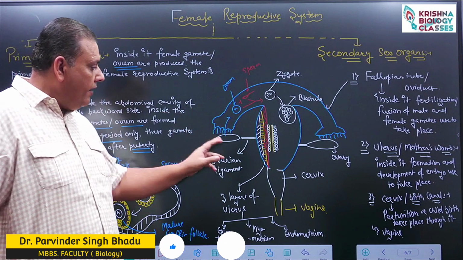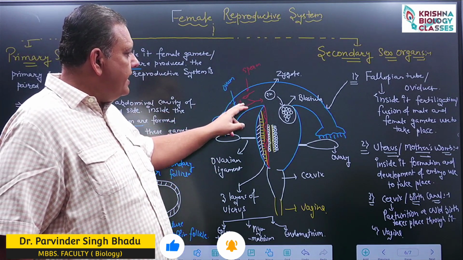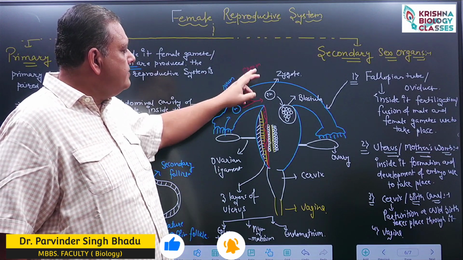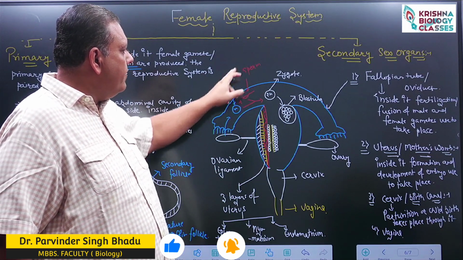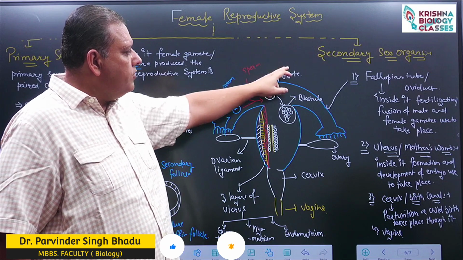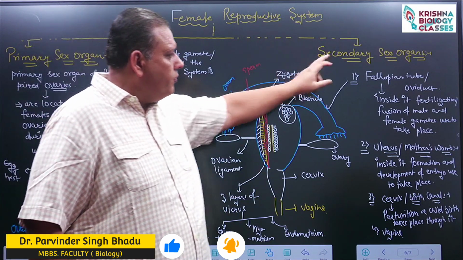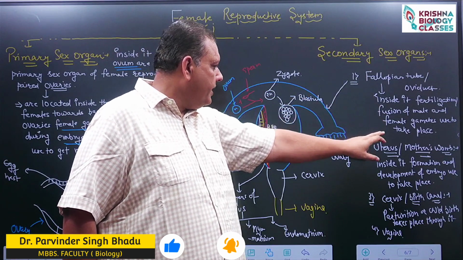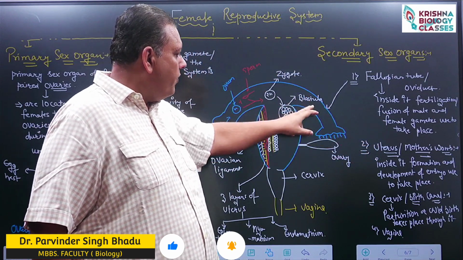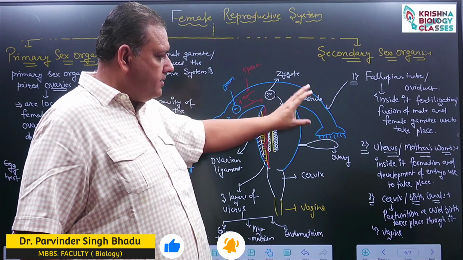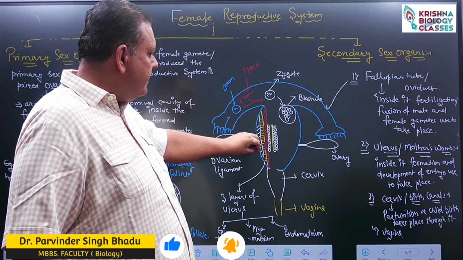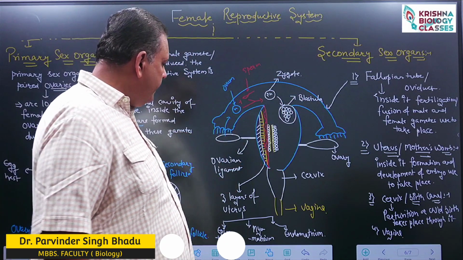Now, after ovulation, the ovum reaches inside the fallopian tube where the fusion of the male and female gamete takes place, which leads to the formation of the zygote. So, inside the fallopian tube, fertilization or fusion takes place. It will lead to the formation of a group of cells, the blastula. These cells will enter inside the uterine cavity.